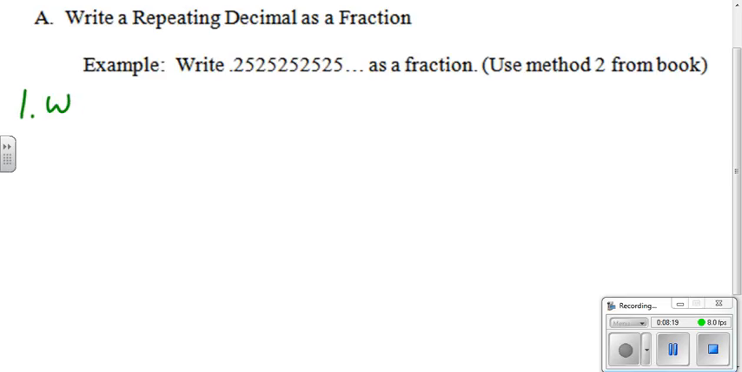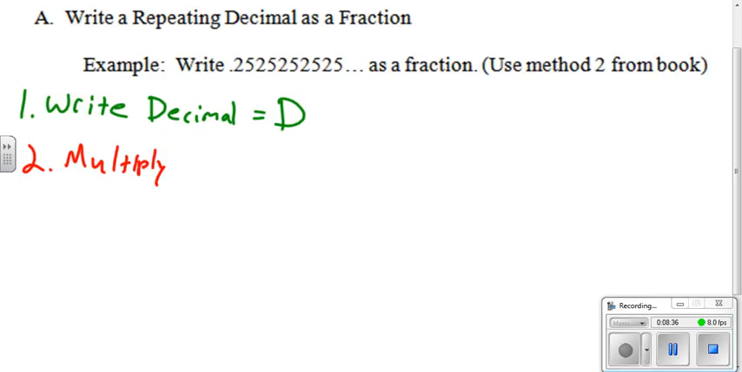The first is to write your decimal equal to d. Second thing we do is multiply by 100. Now, there's going to be a stipulation on this, and I'll tell you when you want to multiply by 100, when you want to multiply by 10, when you want to multiply by 1,000. You'll always be multiplying by a power of 10, but for the most part, we'll just say that you multiply by 100.